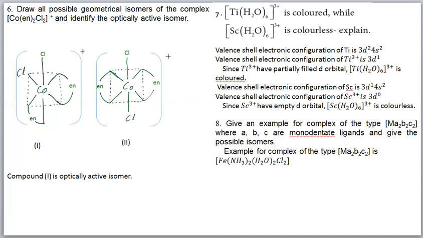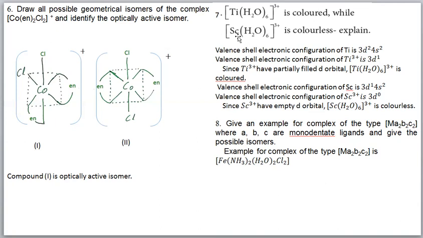So the electronic configuration is 3d2 4s2. For titanium 3+, 3 electrons are removed. First 2 electrons are removed from the 4s orbital, and from the 3d orbital 1 electron is removed. So it has a 3d1 configuration. Since it has a partially filled d orbital, it is colored.